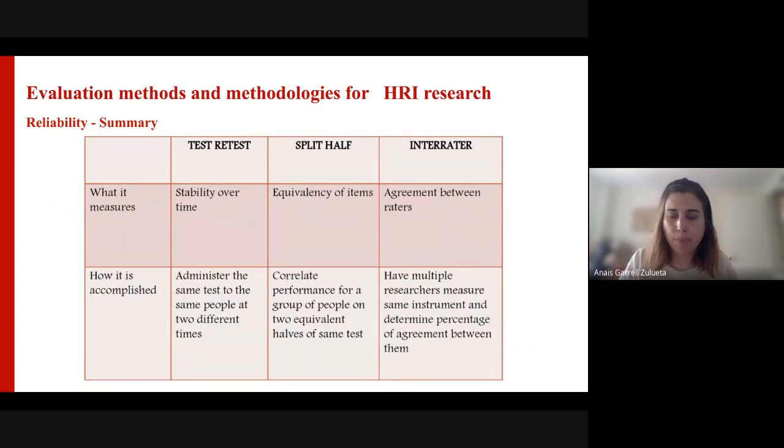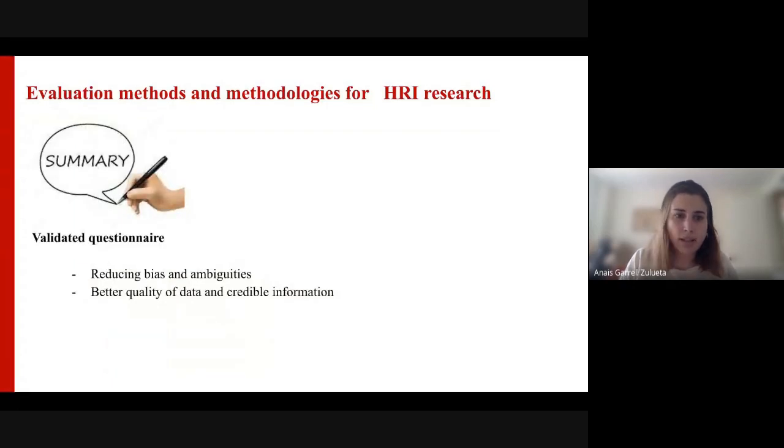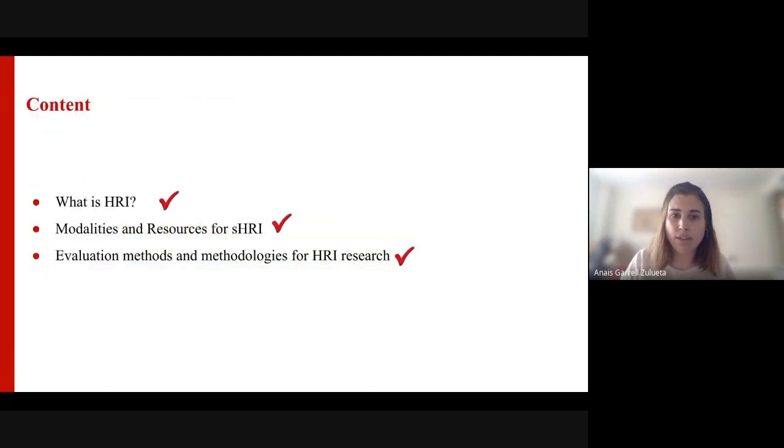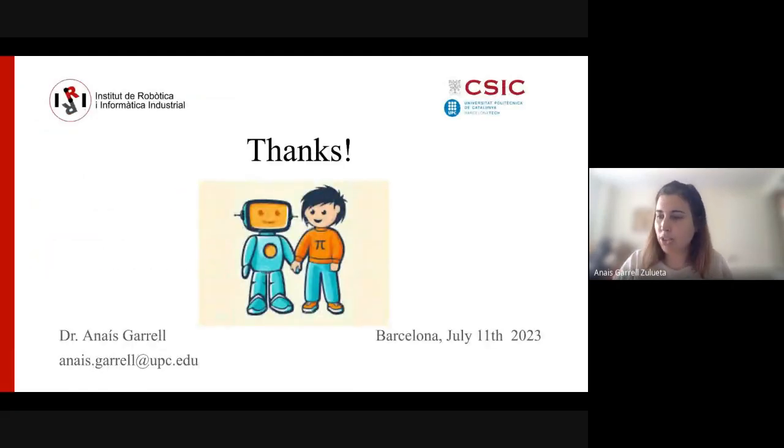I'm giving you just a summary of what I explained. Just create a questionnaire; we reduce the bias and ambiguities, and we have better quality of data and credible information. So in a nutshell, a questionnaire can be relevant but invalid, but a valid questionnaire is always relevant. And with that, I finish my talk. I think I am on time.